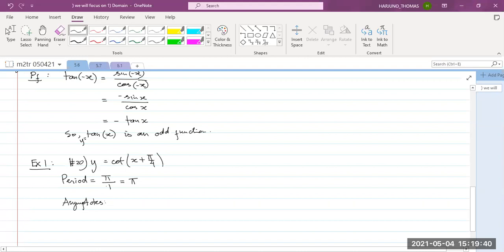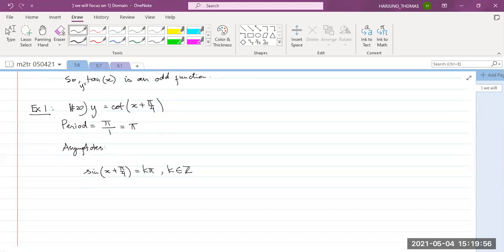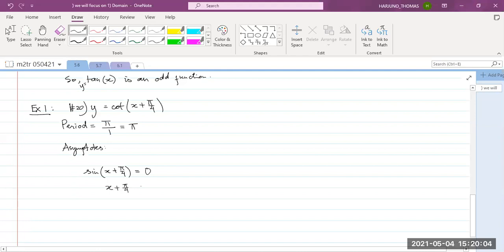We know cotangent has denominator sine, right? So what you need to solve is sine of x plus pi over 4 equals 0. I'm sorry, I'm too fast. But when you solve this, x plus pi over 4 equals a constant multiple of pi, k pi, where k is an integer. So x will be negative pi over 4 plus k pi.